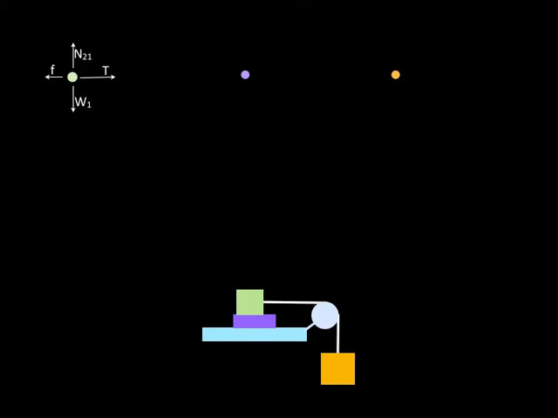On mass 2, the purple mass, we have the friction force between mass 1 and mass 2 that's pulling it to the right, causing it to move. We have the normal force from mass 1 acting on mass 2. We have the weight of mass 2. And we have the normal force from the table pushing up on the bottom of the mass. And finally, for mass 3, we have the tension pulling up on the mass and gravity pulling down on the mass.